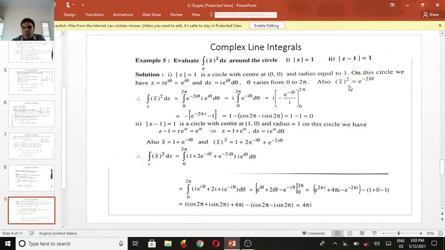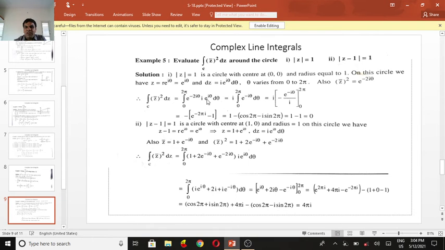Now come to the problem. Conjugate of z whole square, substituting all values: z is given, so conjugate of z squared gives e power minus 2 i theta. Therefore the integral over C of conjugate of z whole square dz, where theta varies from 0 to 2 pi, is e power minus 2 i theta times dz, which is i e power i theta d theta.